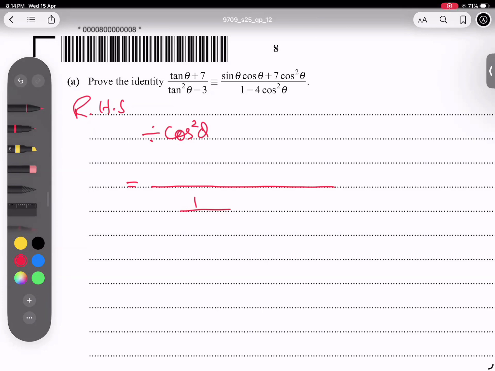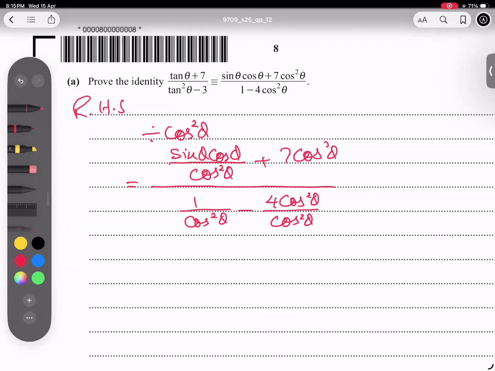Okay, no problem, we can try. So 1 over cos square minus 4 cos square by cos square. Okay, this is done. Divide the denominator. Now, same way, I will divide the numerator. So sine theta cos theta divided by cos square, plus 7 cos square theta divided by cos square. So this is completely cancelled, and this is also completely cancelled.